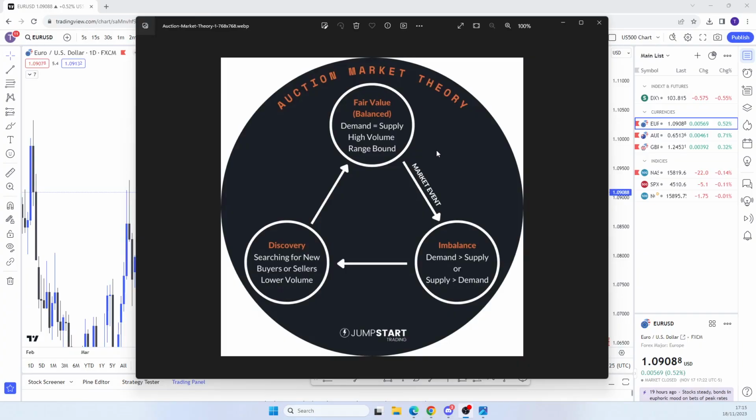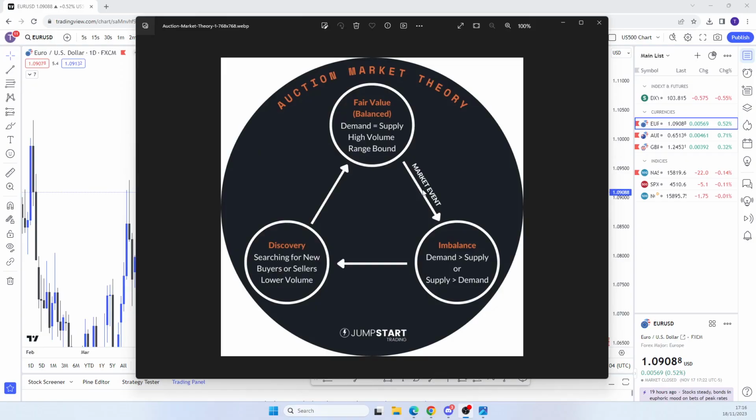Now, what we're looking at here is from a website I found on the internet, a really useful page. It has this whole cycle of auction market theory and how it represents itself, and you can apply this to many things. In terms of fair value and balance, you've got supply, demand, high volume and all that. You could buy a car, for example, at a high value, and then the price could change. Someone will buy it at a lower price and up the value and that kind of thing.